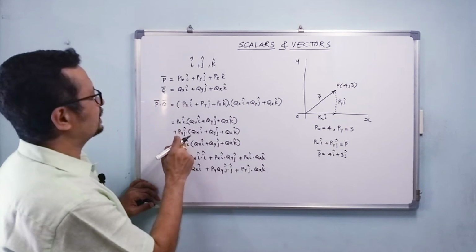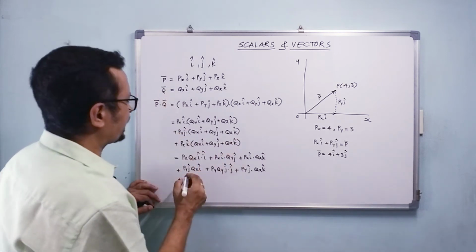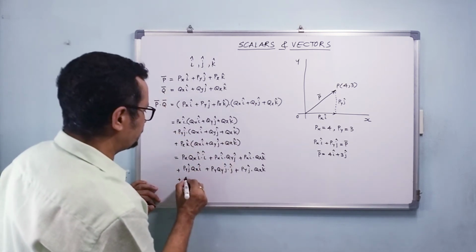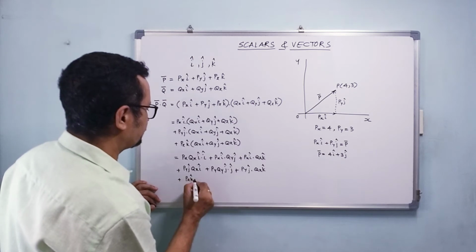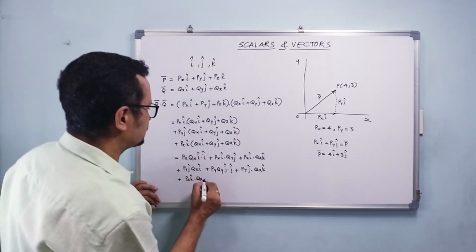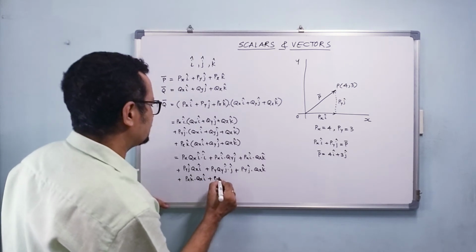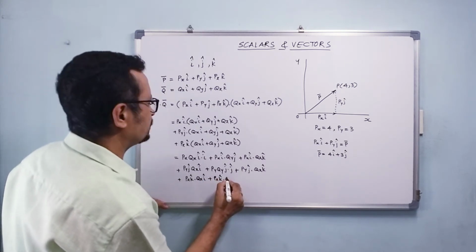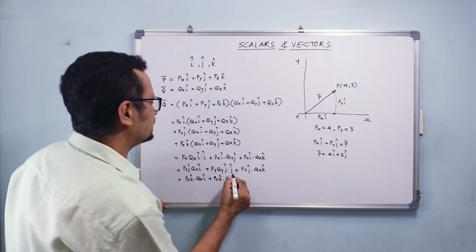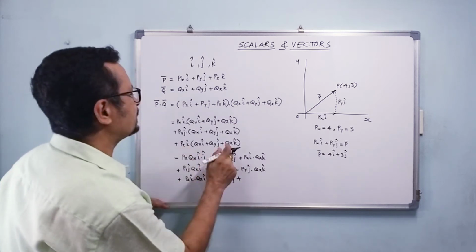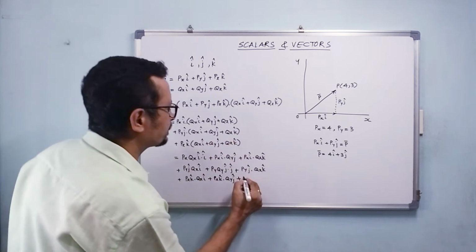Now what? Next one is the third bracket. Let us solve it. So it is pz k cap dot qx i cap, plus pz k cap dot qy j cap, plus pz qz k cap dot k cap.